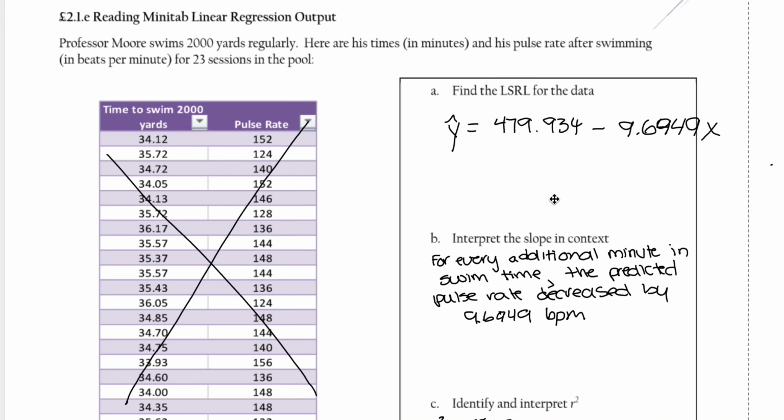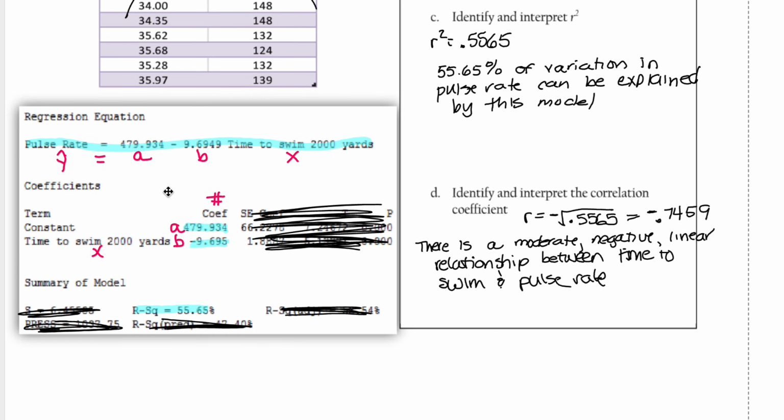Consider the scenario right here. Professor swims 2,000 yards regularly. Here are his times in minutes and his pulse rate after swimming in beats per minute for 23 sessions in the pool. So here is the computer printout given to us right here. And pause for a second or just read by yourself.